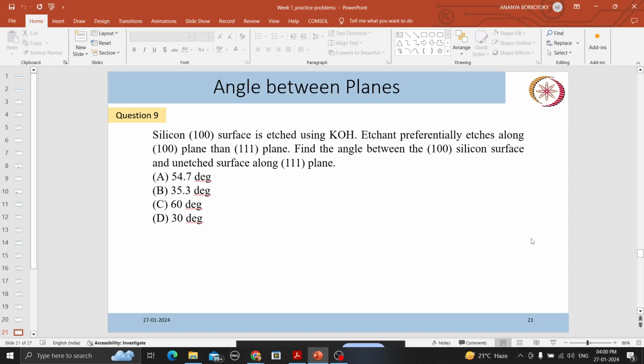Silicon 100 surface is etched using KOH. Etchant preferentially etches along the 100 plane, then the 111 plane. Find the angle between the 100 silicon surface and the 111 plane. So what will be the answer? Calculate this, and again I will give 2 minutes and then you can give me the answer.